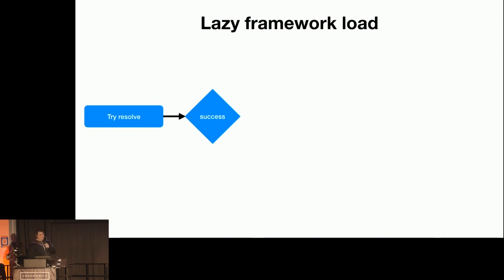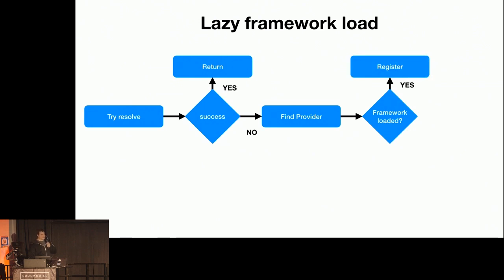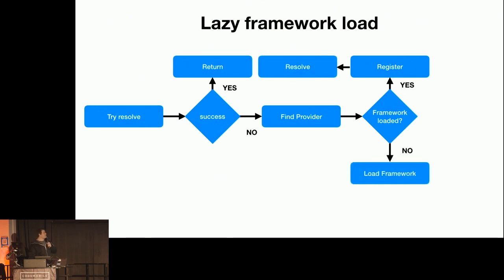Let's look at the scheme. We try to resolve something from the container. If it's a success, we just return it. If not, we find the provider by key and then try to load the framework. If successful, we register all definitions from the factory and then resolve. If not successful, we load the framework like in the previous presentation and then register it.